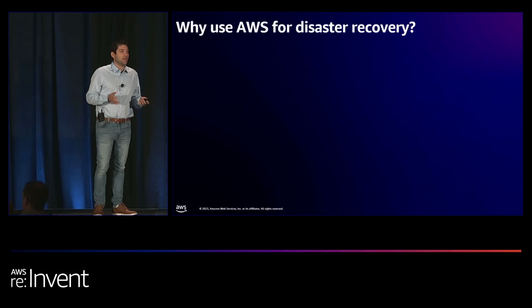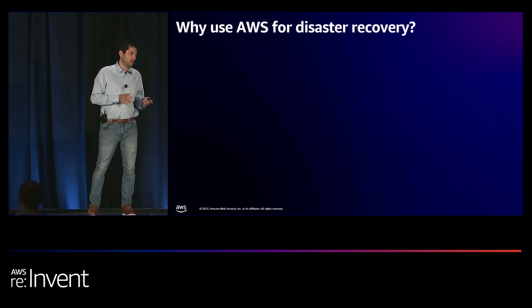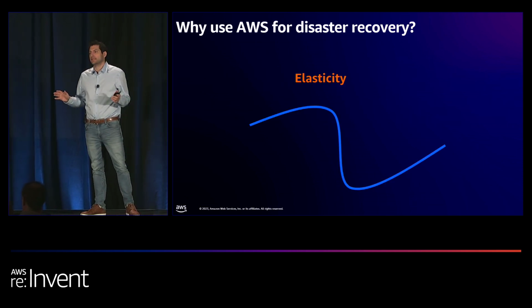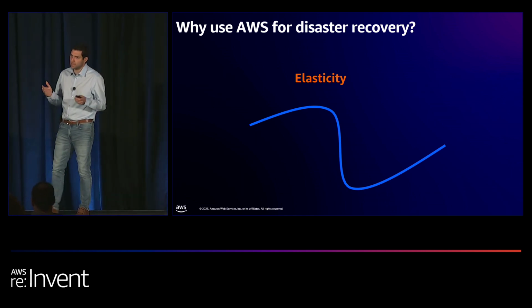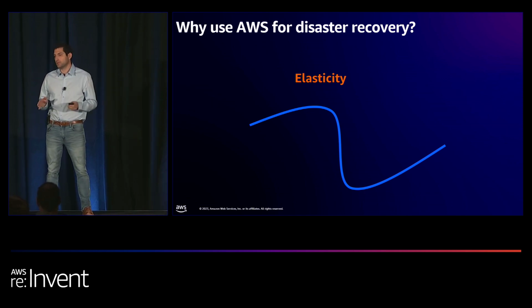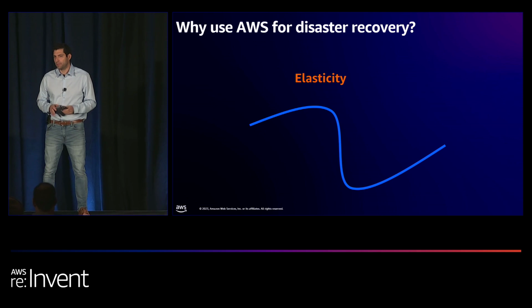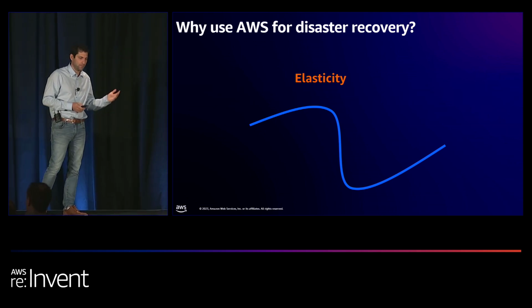So why use the cloud? Why use AWS for disaster recovery? And in a single word, it's elasticity. The cloud, with the elasticity and that model that basically states you pay for what you use when you use it. You're not paying in advance just because you're going to have to use it someday.